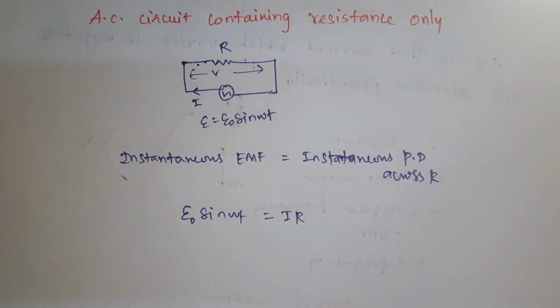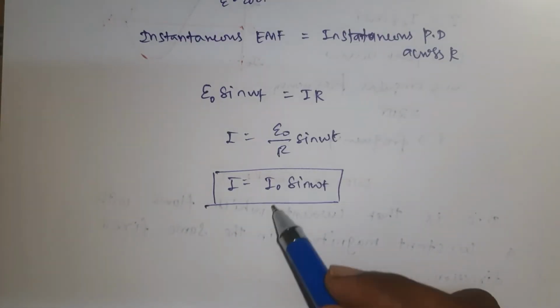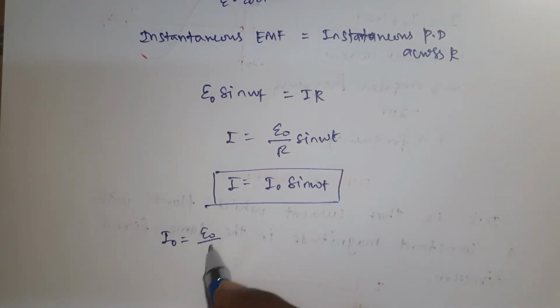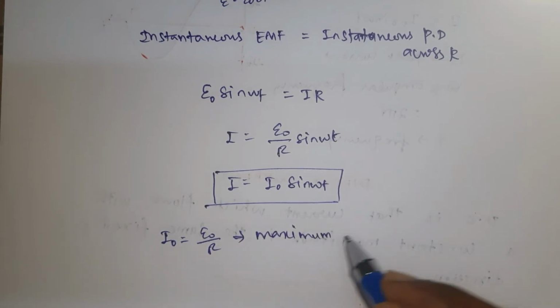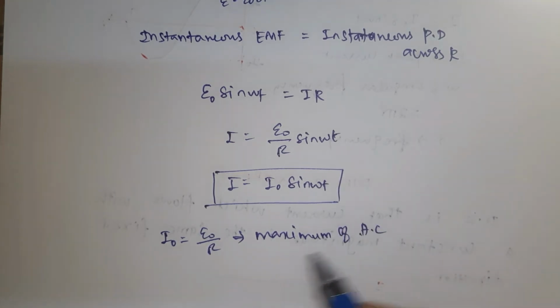Instantaneous EMF, E equals E naught sine omega t, is equal to the instantaneous potential difference across the resistor, which is IR. So I is equal to E naught, this R will come to the denominator, then sine omega t. I is equal to I naught sine omega t, where I naught is nothing but the maximum current or peak current. So I naught is equal to E naught by R. This is the maximum or peak value of AC.